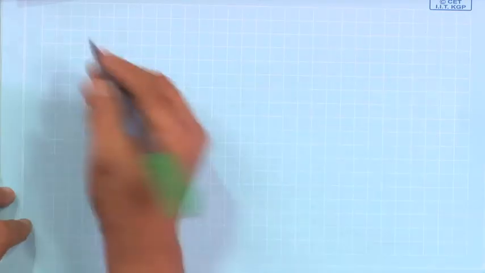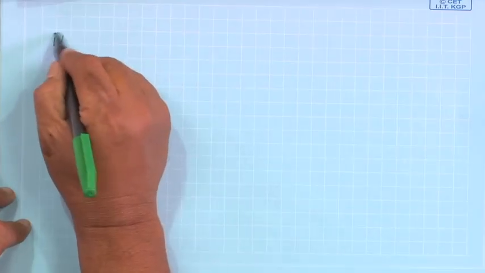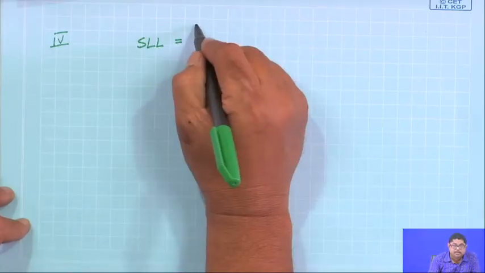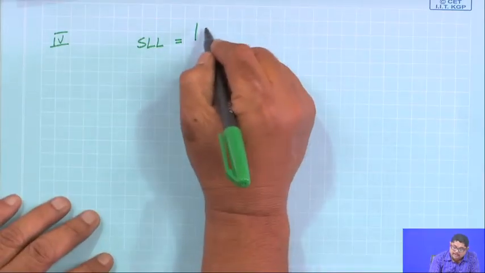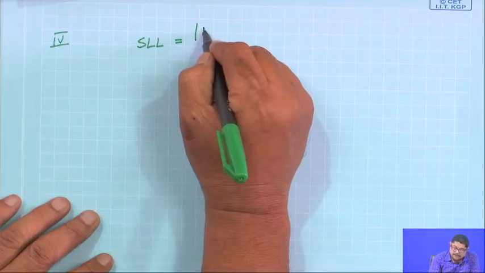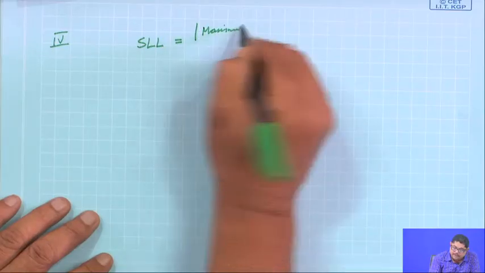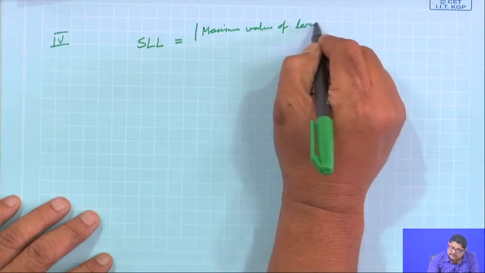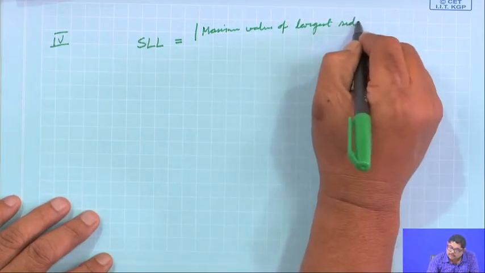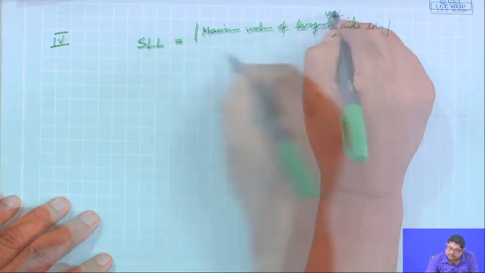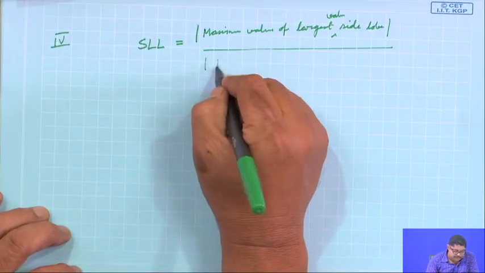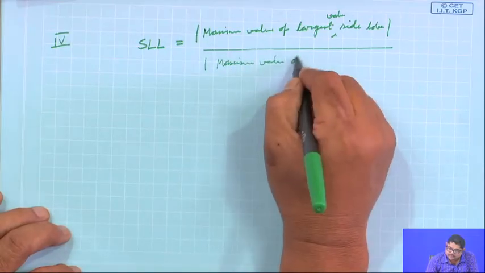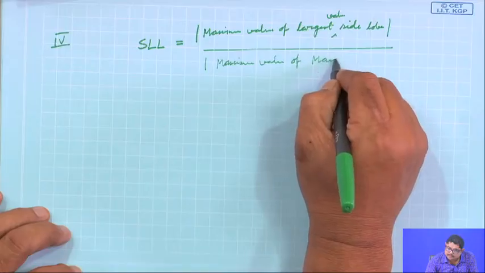So, this is also one interesting thing. And the fourth property is, what is the side lobe level? We have already defined side lobe level in the basic parameters, that is the maximum value of the largest side lobe by the maximum value of the main lobe.